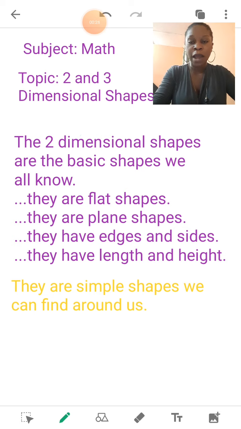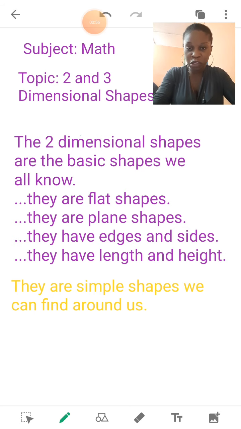All right, so we're going to start a new topic. This is week 9, and our new topic is 2-dimensional shapes and 3-dimensional shapes. It's quite an interesting one. Now, the 2-dimensional shapes are basically shapes that we find around us. They're shapes that we already know. So we're just going to do a little talk about it, and then we move to the 3-dimensional shapes.